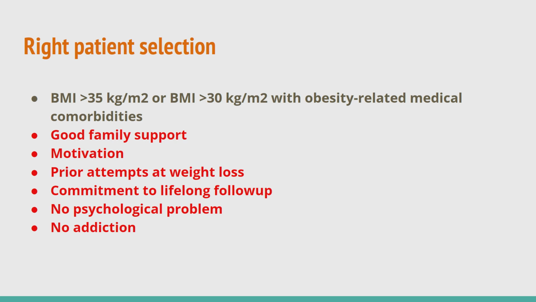So besides the BMI numbers, certain other parameters must also be fulfilled to get a good outcome from a bariatric surgery. The patient must be motivated, must have good family support, and must have undergone all prior attempts at weight loss in terms of medical management, lifestyle modification, etc. He must be committed to lifelong follow-up, and he must not have any psychiatric problem or any addiction like alcohol.